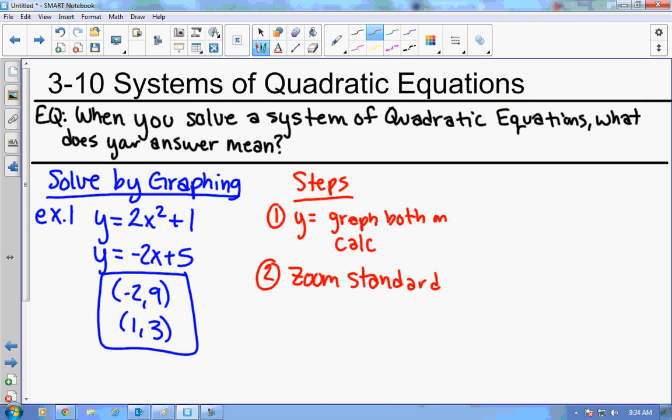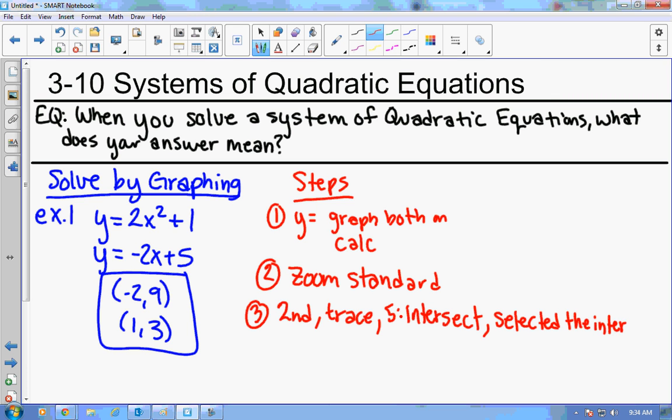Okay, then what did we do? So second trace, or second calc. Second, and then we hit the trace button, and then we selected number 5, which is intersect. Then we selected the intersection as close as we could. And that's how we got our points. So can I give you one to try?